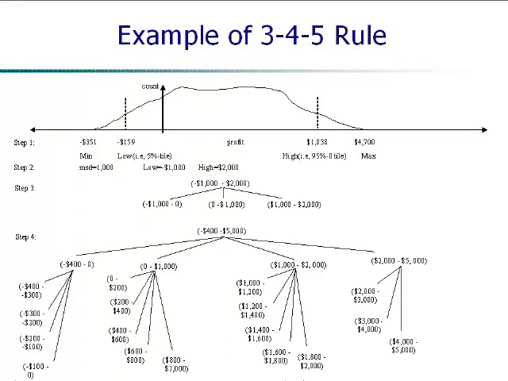Since the most significant digit is 3, we divide the data into equal width segments according to the 3-4-5 rule: minus $1 million to $0 as one interval, $0 to $1 million as the second interval, and $1 million to $2 million as the third interval.